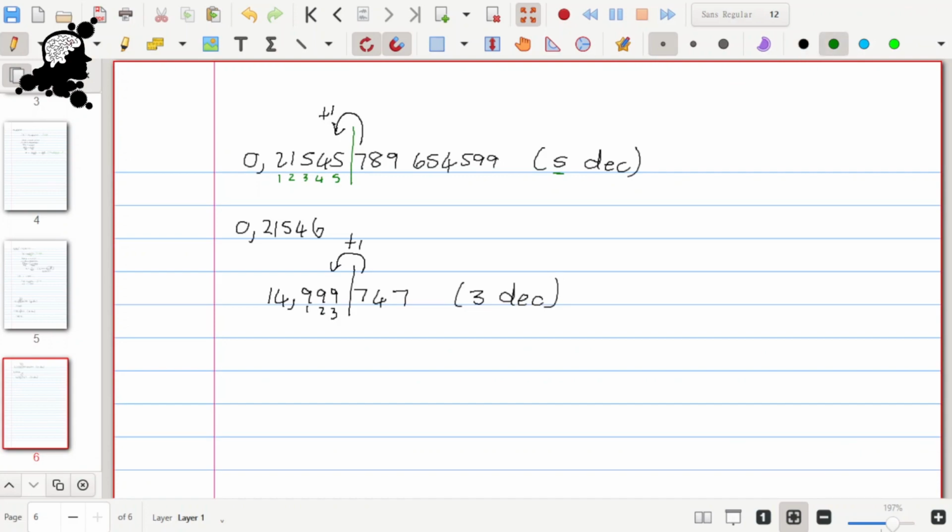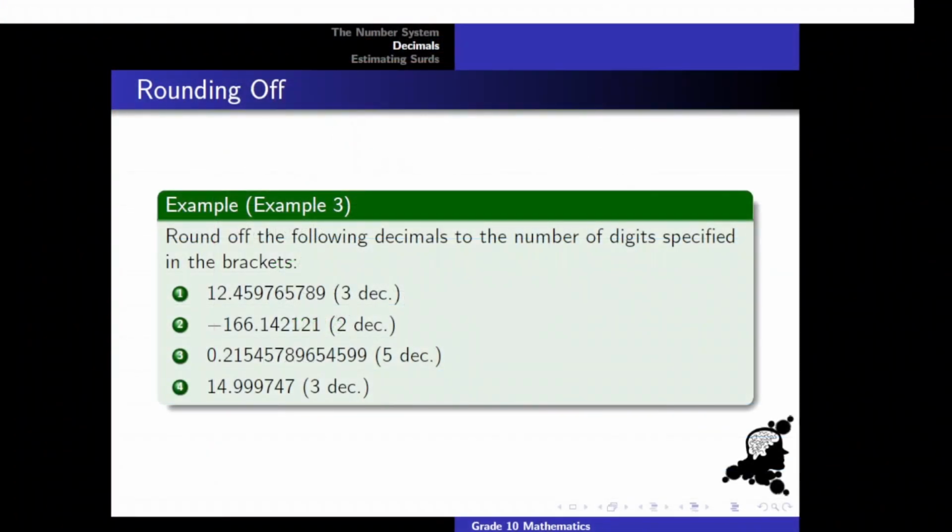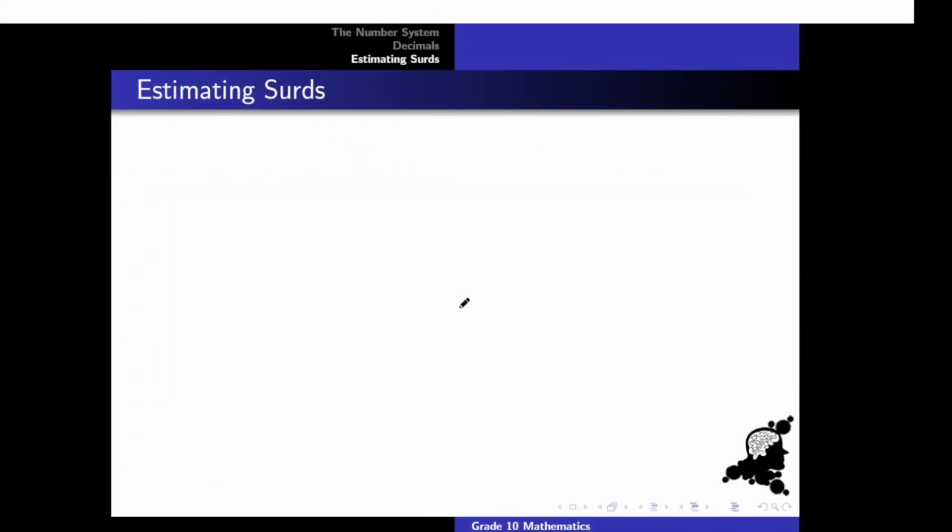If I add 1, 9 plus 1 is 10, so the 9 changes to 0, but now I need to add another 1 here. 9 plus 1 is 10, this changes to 0, I need to add another 1 here. 9 plus 1 is 10, this changes to 0, I need to add a 1 to the 14, it becomes 15. So this is going to give me 15,000. We could have just written 15, but the question strictly asked for 3 decimal places, therefore we need to adhere to the question and stick to 3 decimal places. I hope that this makes sense. And that's rounding off in short, ladies and gentlemen.